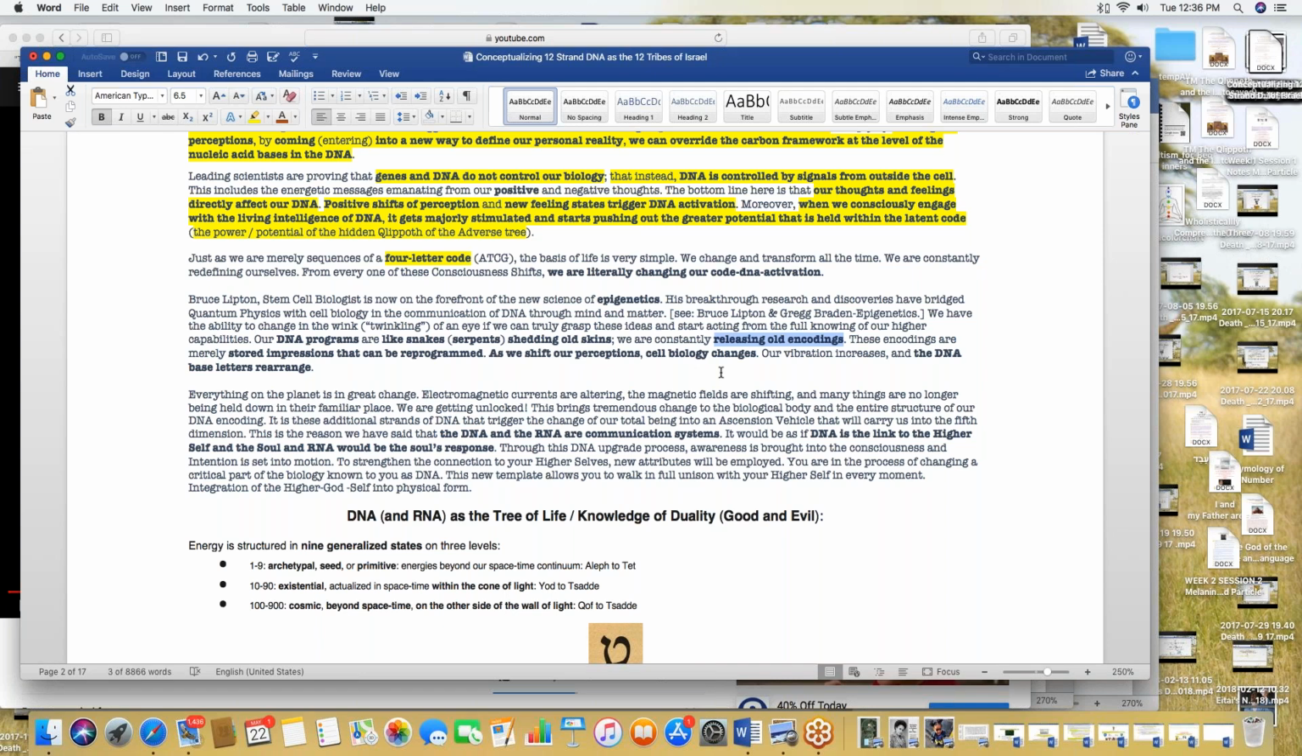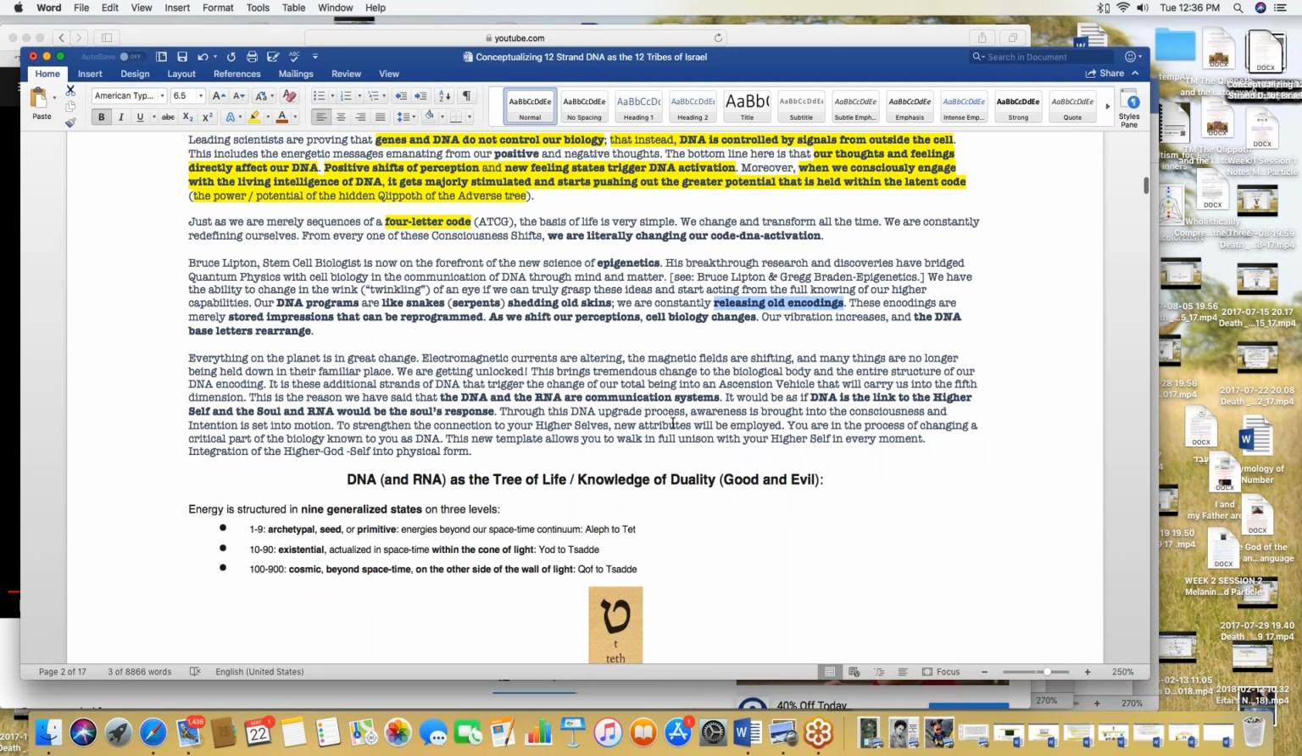Since you all have been on this call, your DNA has been activated. Your cell biology has been altered. Your vibration has increased. And the DNA based letters have been rearranged since you've been on this call. Everything on the planet is in great change. Electromagnetic currents are altering. We see this on the news every day when they're talking about Kilauea.